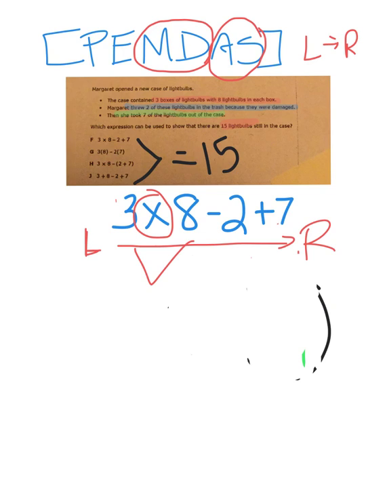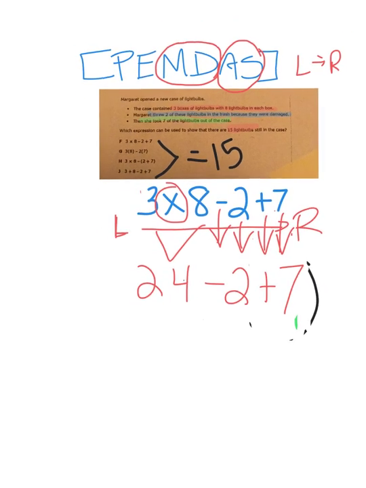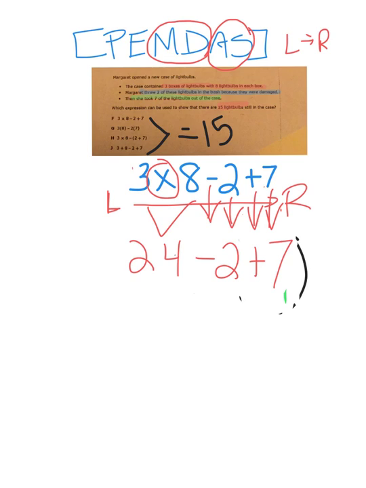So we solve 3 times 8, which is 24. And then everything else, every operation, every number comes down. So the minus comes down, the 2 comes down, the addition comes down, and the 7 comes down. So now we have a new equation of 24 minus 2 plus 7. So as soon as we solve, we have to redo the whole PEMDAS over again. So we start at the beginning, no brackets, no parentheses, no exponents, and now we have no multiplication or division, and then we look at addition and subtraction.